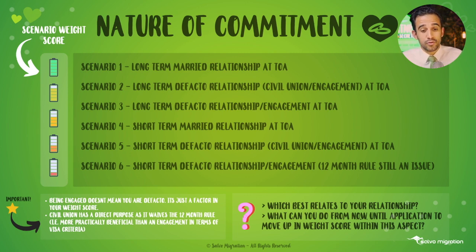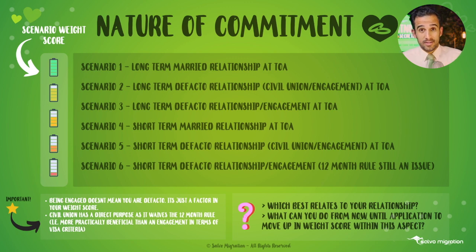Whereas a civil union, registering your relationship in Australia as a civil union in most states, except for, as I've said in other modules, WA and NT, waives the 12-month rule. So that's why we say, I would rather you register your relationship as a civil union than get engaged. Because a civil union will waive the 12-month rule. Engagement will not.